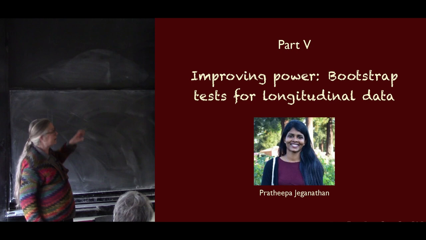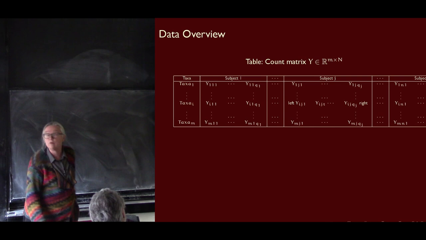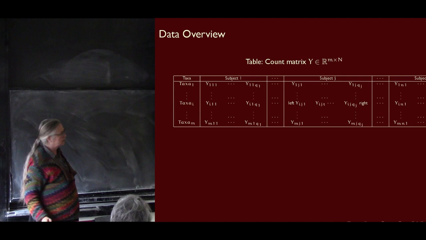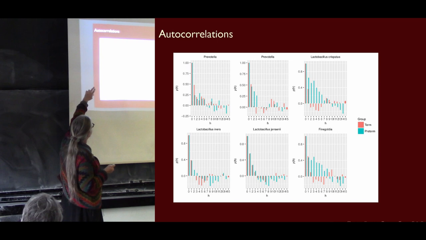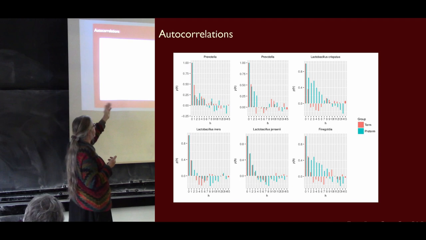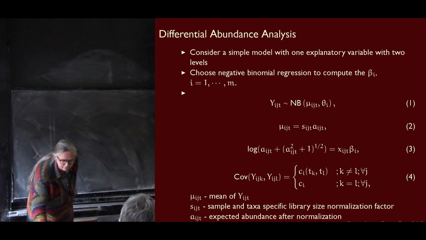What it does is it tries to find the ideal block size for the bootstrap so that you can test this longitudinal data. In the case where we have these count tables, we have the different taxa in rows, we have the subjects, and the subjects are at different time points. Just to prove to you that they're autocorrelated, you see this high correlation in the vaginal microbiome makeup of these different species. We tried to look at the difference between term and preterm. We didn't see big differences there, but we definitely saw high correlations. And we wanted to find out how you can do the differential abundance analysis in that case.